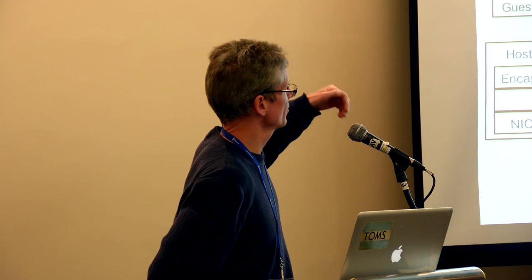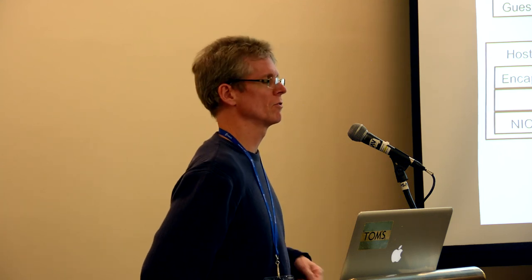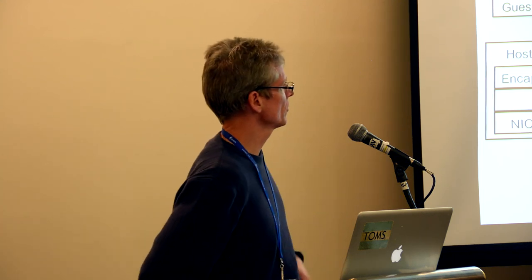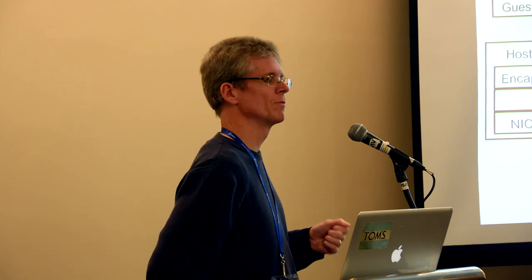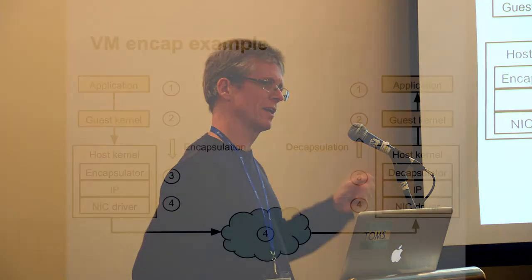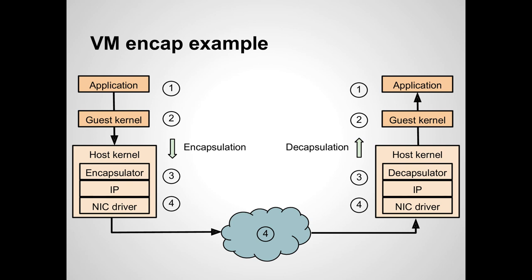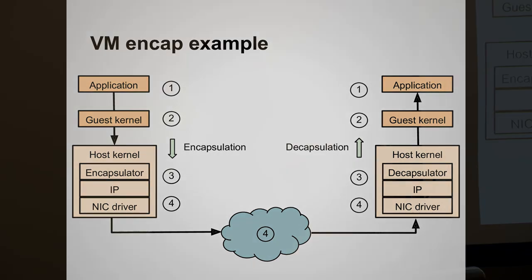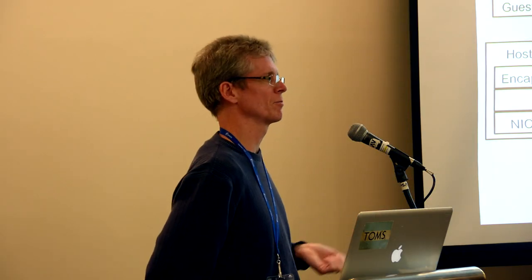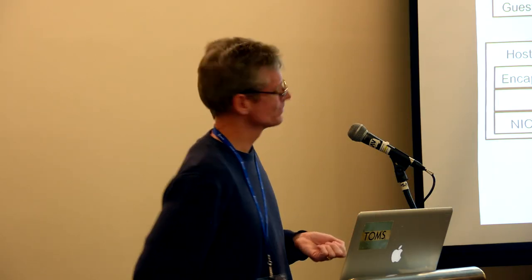So a packet goes down, gets encapsulated, goes through IP, goes through networking, goes across to the peer machine, and then the reverse happens. We decapsulate, meaning the encapsulation headers are removed, and it's sent up to the guest kernel and back to the application. So between each of the numbered levels, we see the same packet. The guest kernel packet that's sent is the same one that's received. So encapsulation in this case is very transparent to the user.